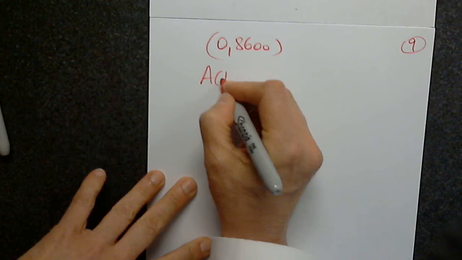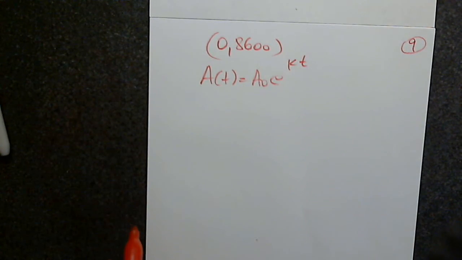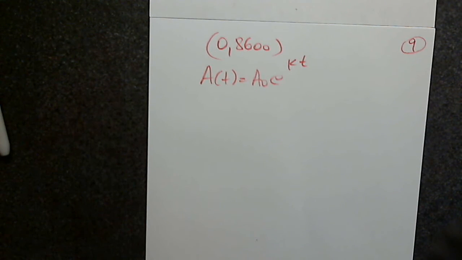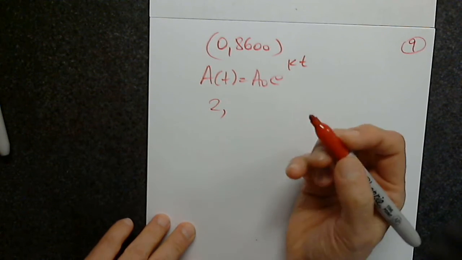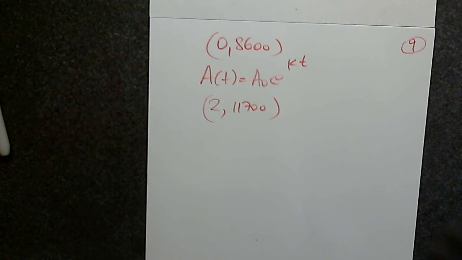We are given the model A of t equals A0 e to the kt. And we are told that after 2 hours, the count is 11,700. What does that mean? Excellent. Okay, they say find the growth rate, find the function, find the number of bacteria after 4 hours, and after how many hours will the bacteria be, blah, blah, blah. Okay.